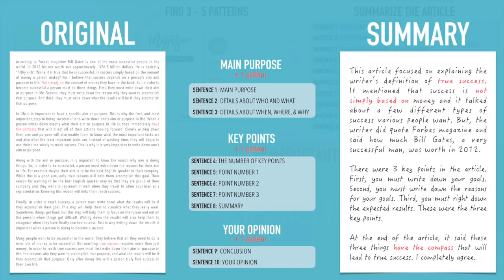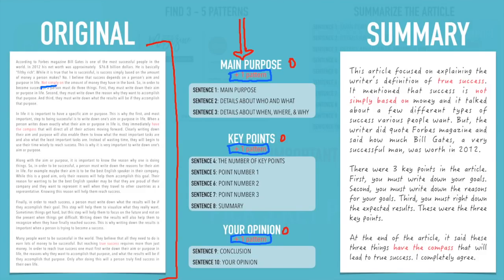So on the left side, you'll see the original article. Now, this is a very long article that I read through because I wanted to show you how to summarize. So in the center right here, you'll see that we have the breakdown for how to summarize an article, okay, a short summary. So first we have the main purpose, then we have the key points, and then we have your opinion. Now you'll also notice that I have +1 pattern. That means in each section of your summary, you're going to try to use 1 pattern from the article that you read.